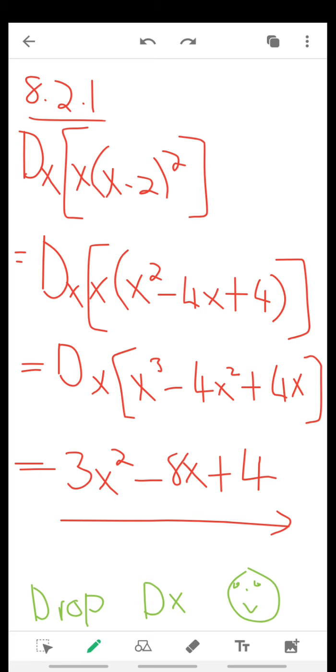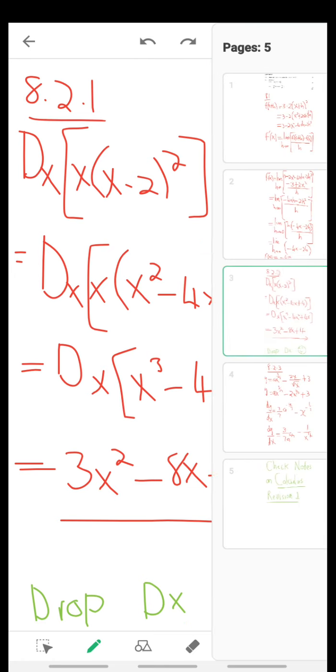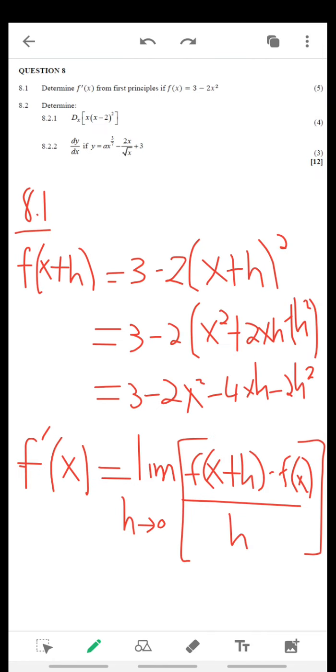Okay, then what's the derivative of minus 4x squared? We drop the 2 to multiply with the minus 4, we get a minus 8. Then subtract the 1 on the exponent, we get a 1. So it will be minus 8x. Then derivative of plus 4x is a positive 4. Okay, so the final answer is, not dx, it is 3x squared minus 8x plus 4. Okay, and don't forget, we drop the dx when we are now deriving. Okay, well done. Now let us go to 8.2.2.